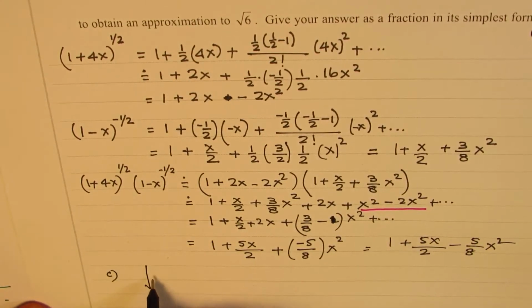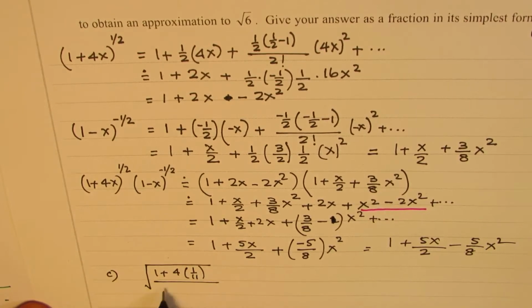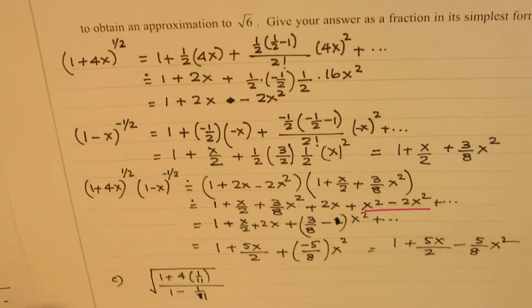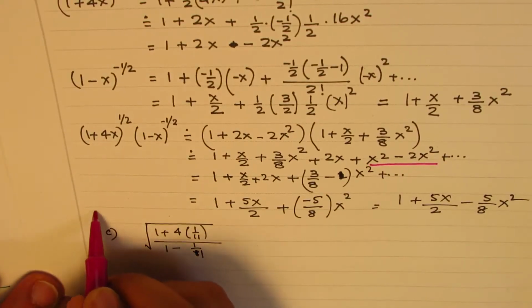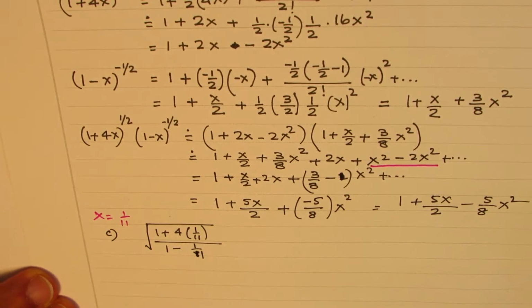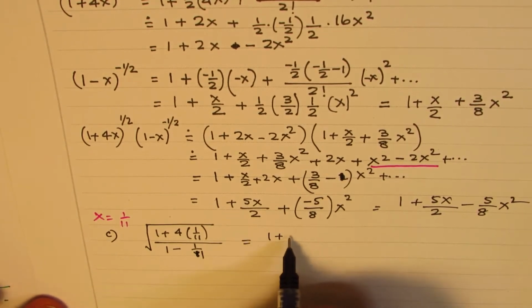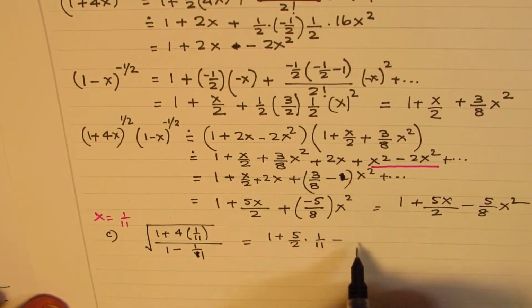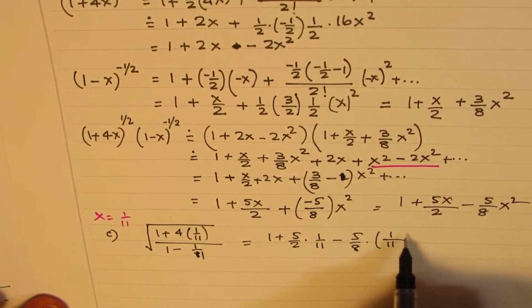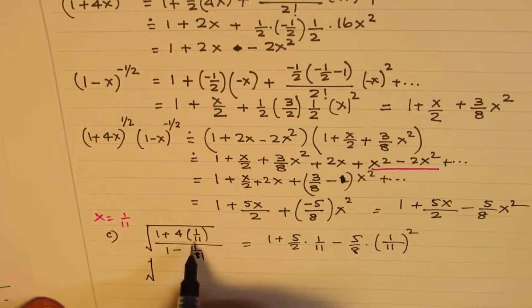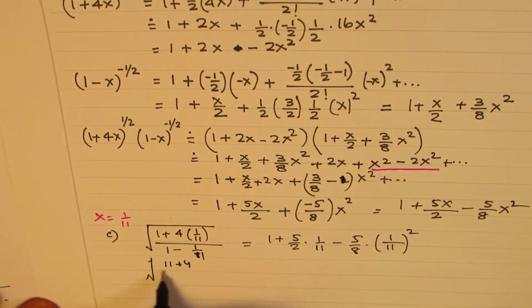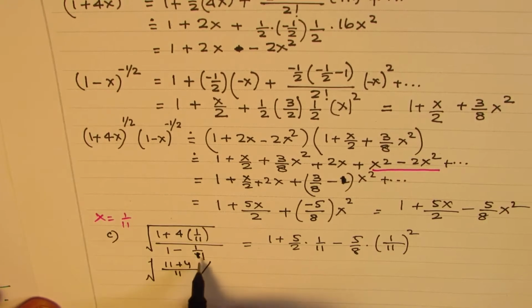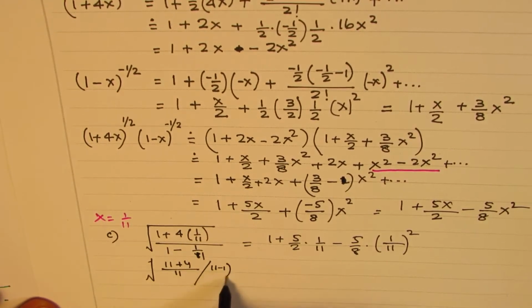So what we get here is 1 plus 4 times 1 over 11 divided by 1 minus 1 over 11, right? So we're substituting x equals to 1 over 11. So let me write here. Push the page a bit. So we'll substitute x equals to 1 over 11 and calculate the value. On the right side, we have 1 plus 5 over 2 times 1 over 11 minus 5 over 8 times 1 over 11 whole square. Clear? So here we get square root of 11 plus 4 over 11 divided by 11 minus 1 over 11, right?